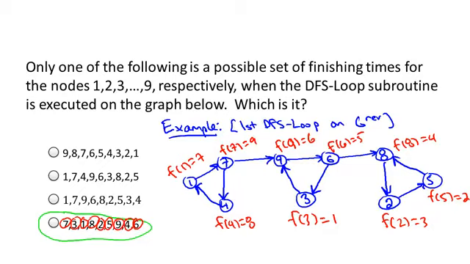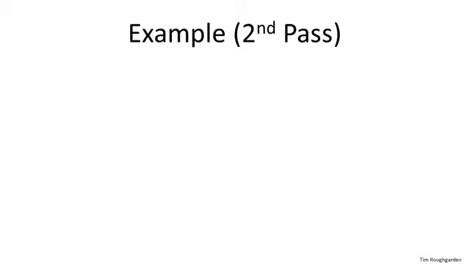So that would be an example of how the DFS Loop subroutine computes finishing times on a reversed graph. So now let's work through the second pass on the forward version of the graph using the same example. Now remember, the point of the first pass is to compute a magical ordering, and the magical ordering is these finishing times. So we're going to throw out the original node names, and we're going to replace the node names in blue by the finishing times in red.